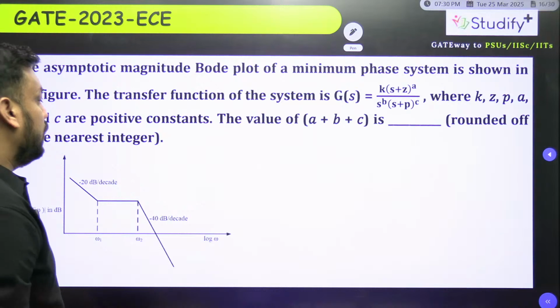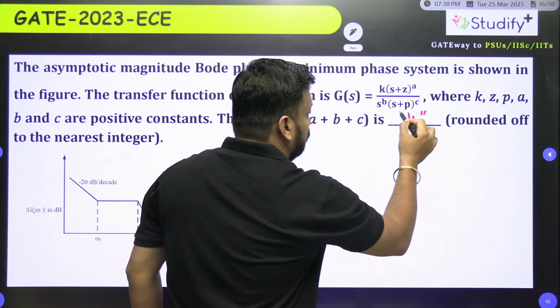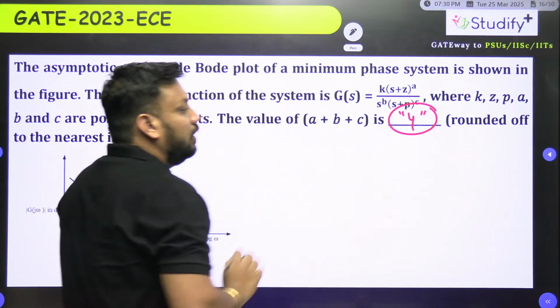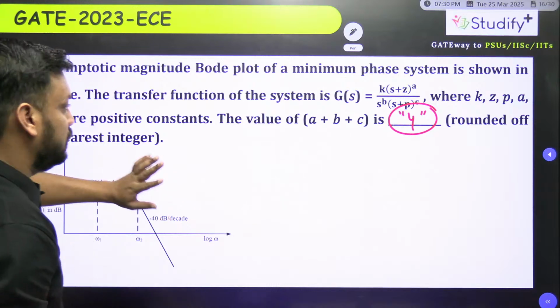Chaliye, next. Now this question also we solved in the last class only. Those who have not watched the last session, you can just watch the last session. We already solved this GATE 23 question and we got the answer 4.